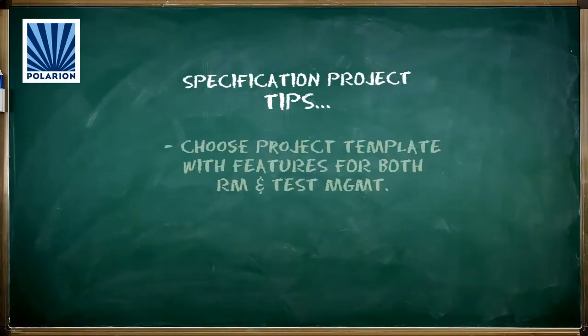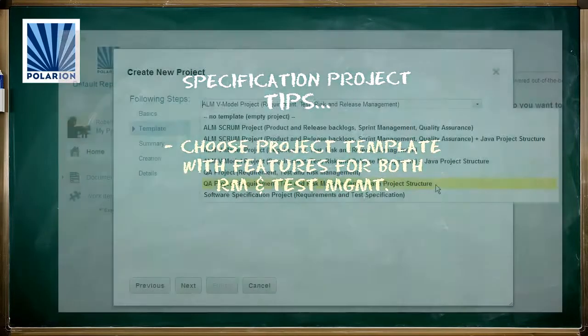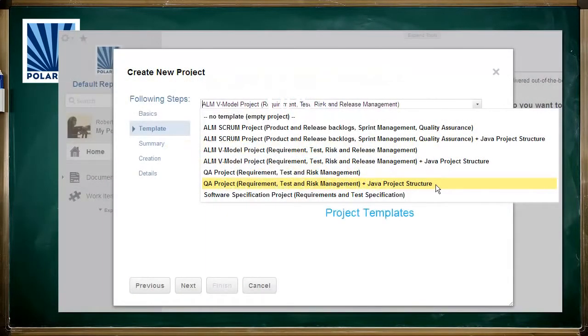If you go with a single project, choose a project template that provides everything your team or teams will need in addition to test case specification. You can find descriptions of Polarion's standard project templates in the user reference section of the help.